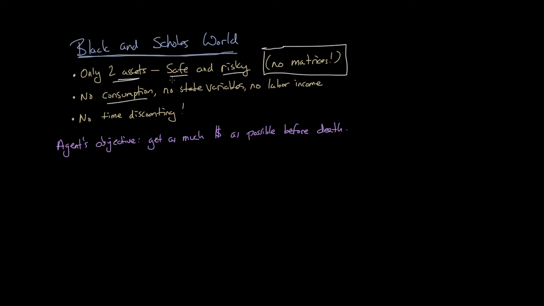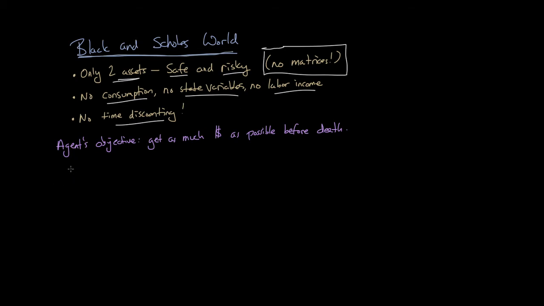There's going to be no consumption, there's going to be no state variables, and there's going to be no labor income. And also no time discounting. So the only thing this agent is going to care about is to get as much money as possible before he dies. He just wants the high score in life.